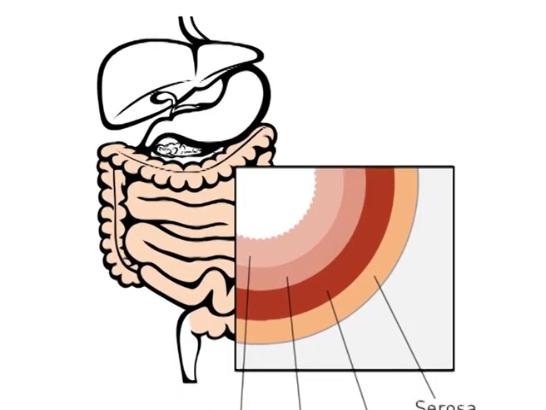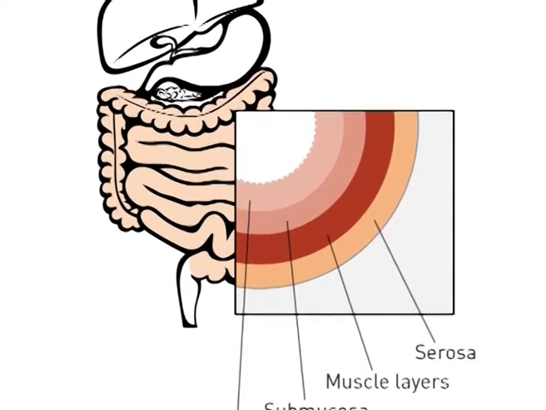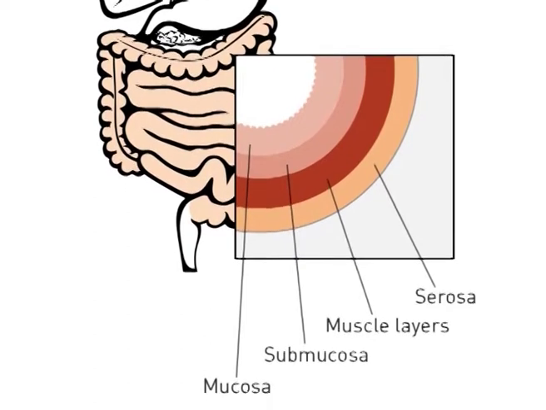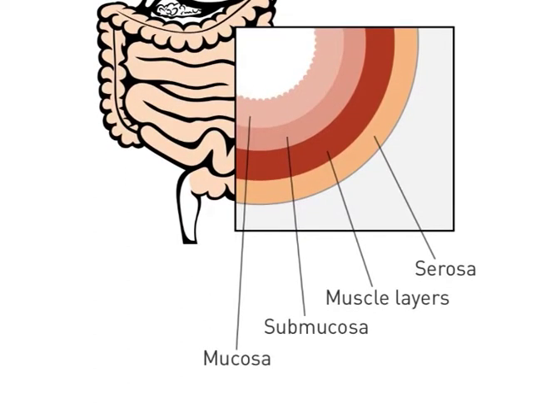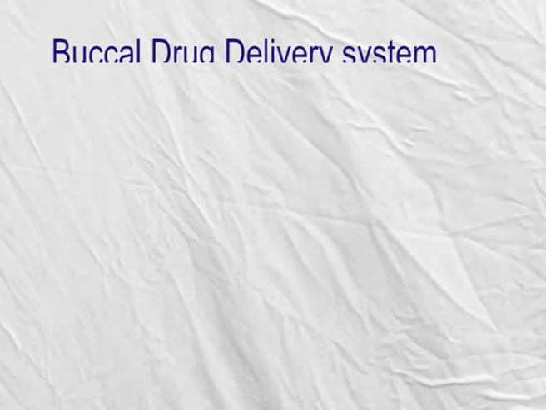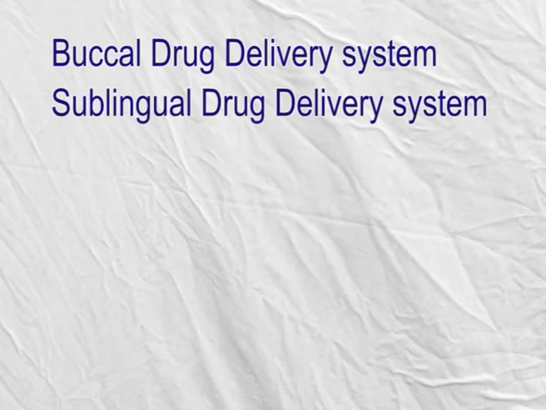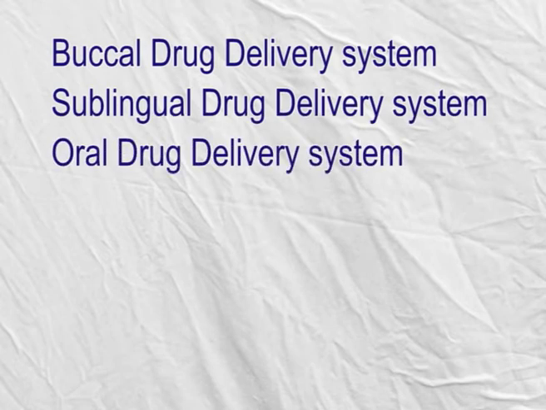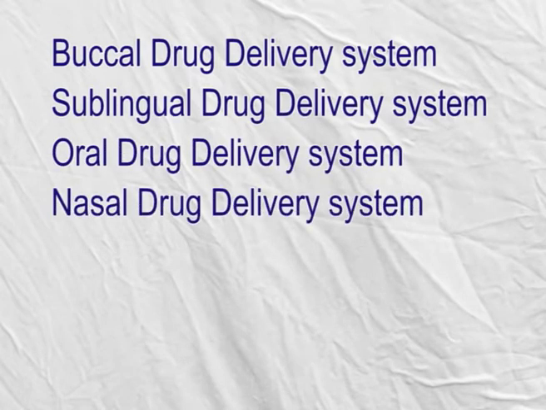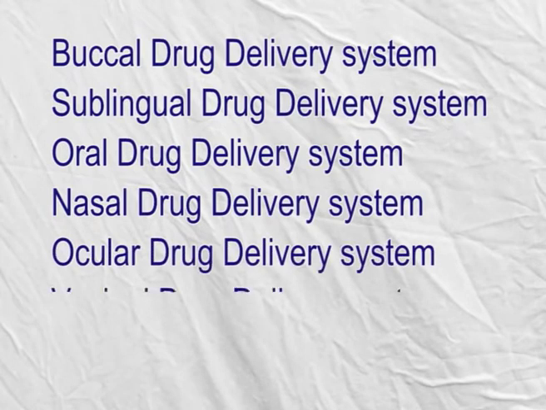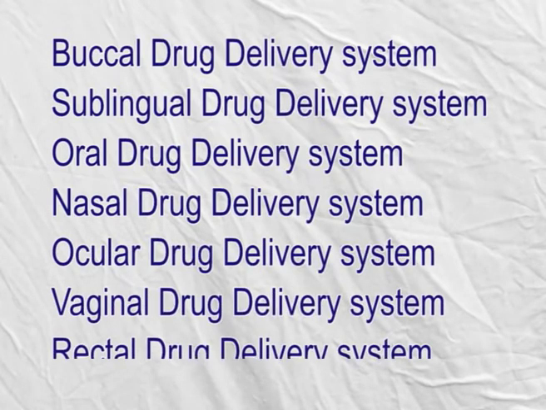Potential sites of bioadhesive drug delivery: the mucus layer lines regions of the body including the GIT, urogenital tract, airways, ear, nose, eyes, etc. Some of the examples of sites for mucoadhesive drug delivery systems are as follows: buccal, sublingual, oral, nasal, ocular, vaginal, and rectal drug delivery systems.